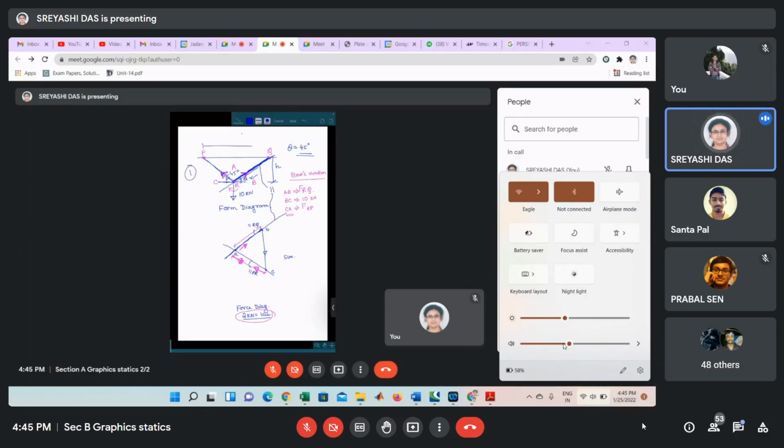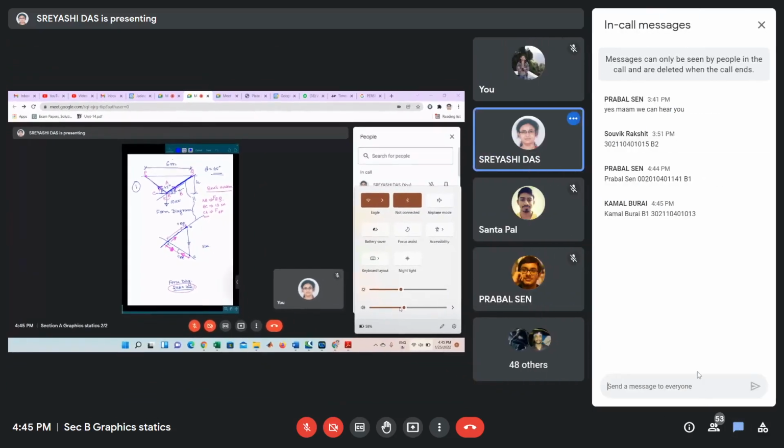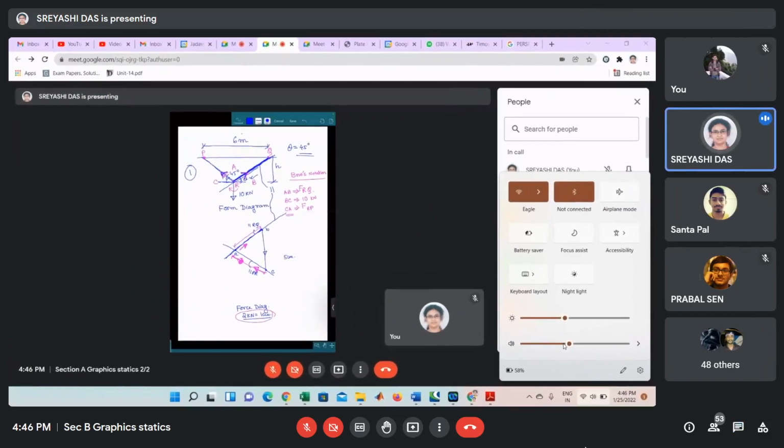So you can take this length as suppose 6 meter. And this H, that you have to find. If this is h, if this is 6 meter, and if this angle is 45 degree, then what will be h? H you can find out. So this will be your problem number 1.